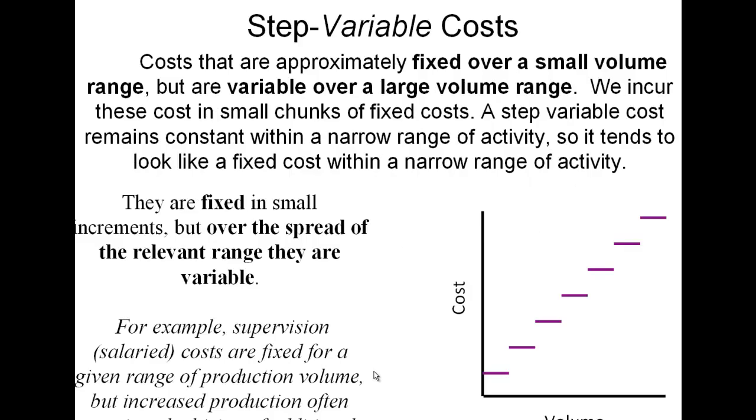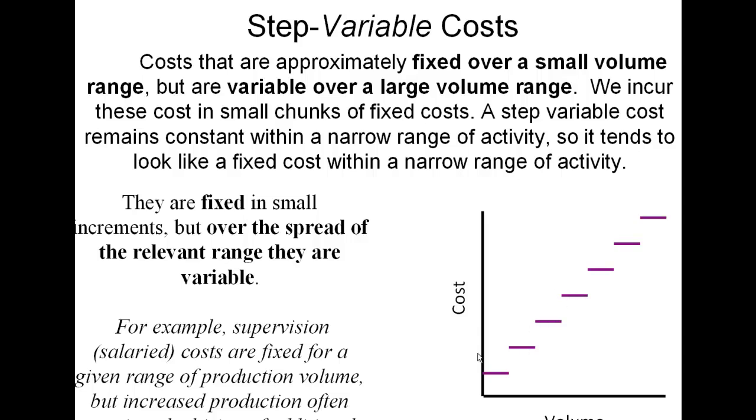Let me take a second here to talk also about step variable costs. So basically, step variable costs are fixed over a small volume range, but are variable over a large volume range. So if we had a really narrow relevant range here, we don't even have numbers on this, it's just something I threw together to show you. But if we had a really narrow relevant range, this might look like it was fixed. But that would be way too small of a sliver here. So within the normal level of activity, it might be fixed here, fixed here, fixed here, fixed here.